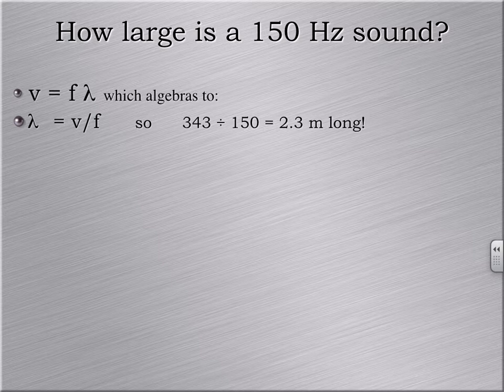And of course, the speed of sound in air is 343. And we said it's a 150 hertz sound, so that's 150. So 343 divided by 150 is 2.3 meters long. I am a little less than 2 meters long. So this sound would be bigger than me. Now you're saying 150 hertz, is that real low? Well, that's a fairly low sound.